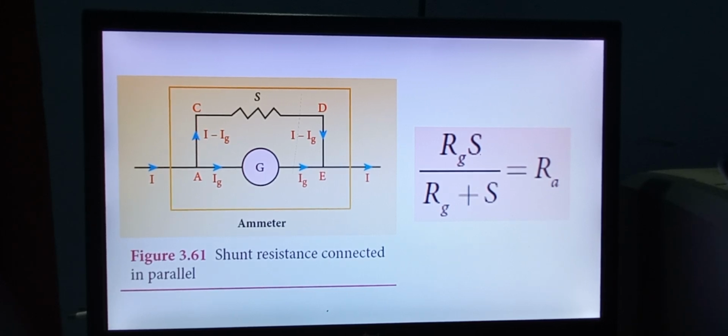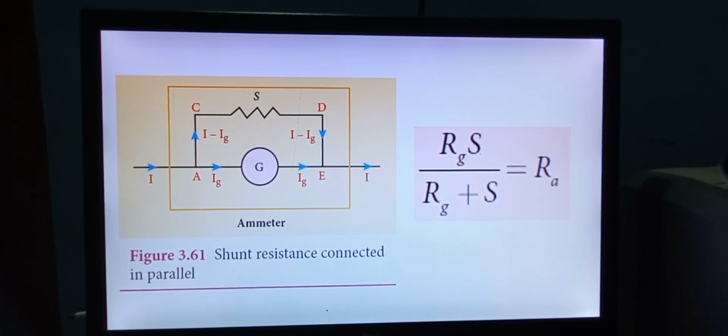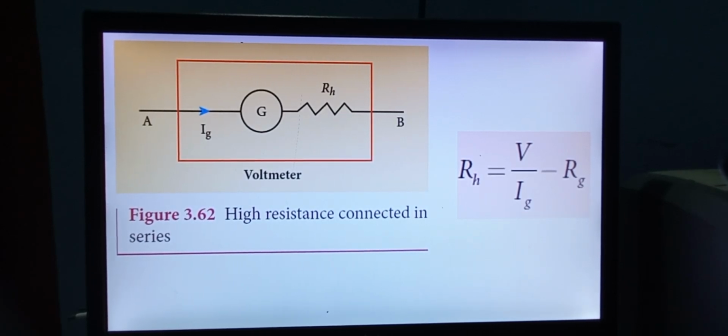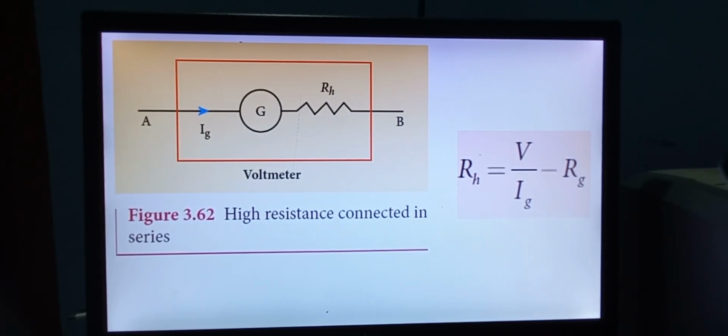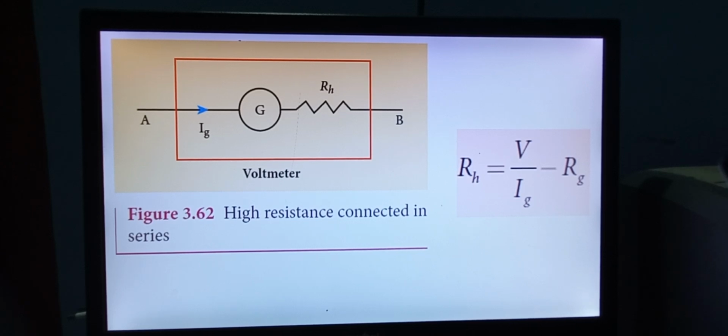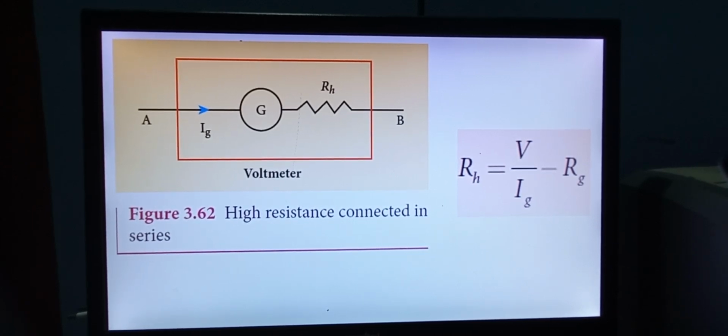Then galvanometer converted into an ammeter. So a shunt resistor is connected in parallel. The diagram and the formula: Rg S by Rg plus S equal to R of A. Then galvanometer converted into a voltmeter. High resistance connected in series. So RH will be equal to V by Ig minus Rg.